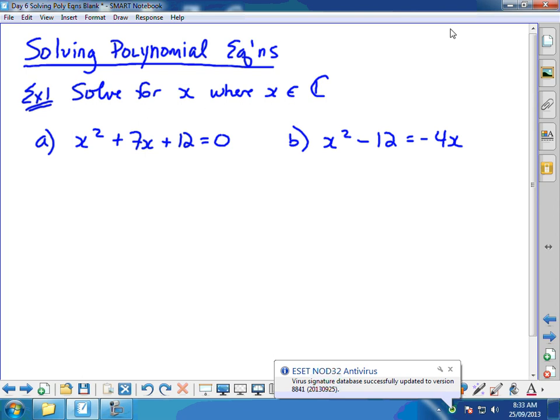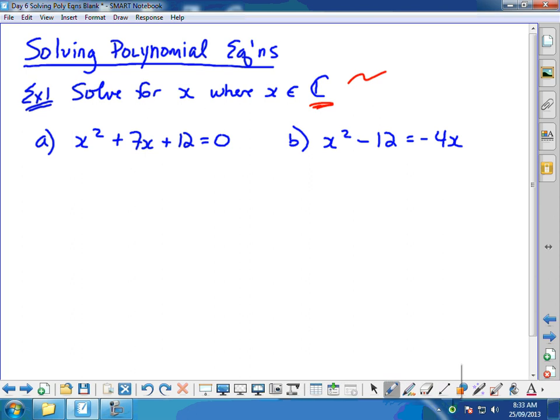So in this one, we're asked to solve for x, where x is an element of whatever this is. So the first question, of course, is what is that? Well, this actually stands for the complex number system. The complex number system includes all real roots and imaginary roots.